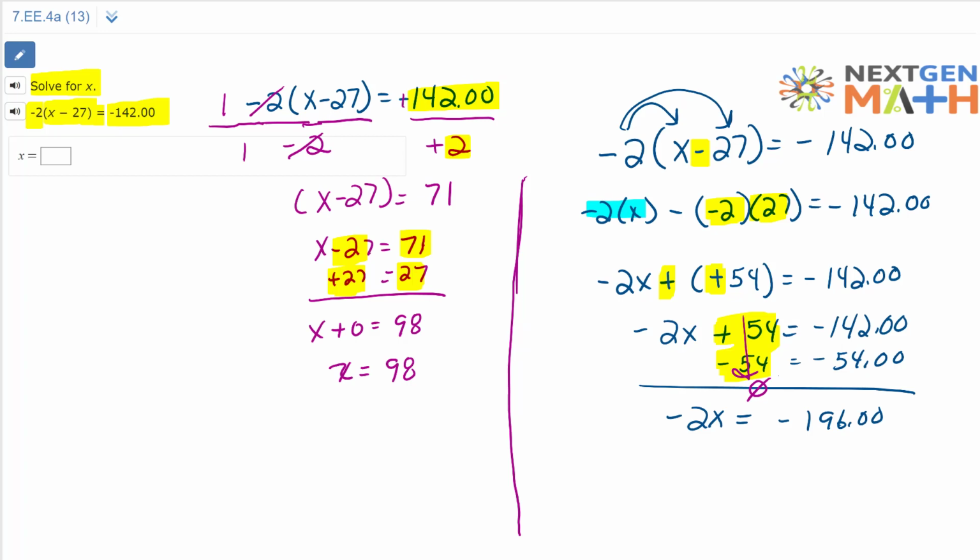We're going to divide each side by negative 2. And in doing so, we'll have a positive x, and then negative 196 divided by negative 2, well, that's a positive what? 98. So two different ways that we can solve this problem to get to the answer of x equals 98.